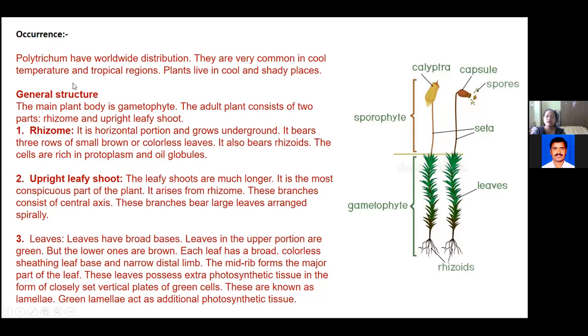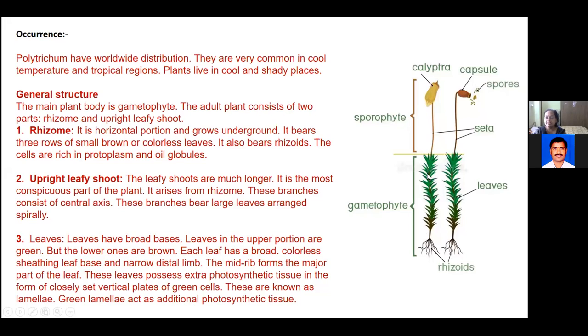So we go for the occurrence of Polytrichum. It is worldwide in distribution. That means we can see it everywhere. They are very common in cool temperate and tropical regions. And also, a common point of the bryophytes, they grow in shady places. Now when we talk about the structure of the Polytrichum plant, here also the plant body is referred to as the gametophyte, as it is going to develop the sexual organs.